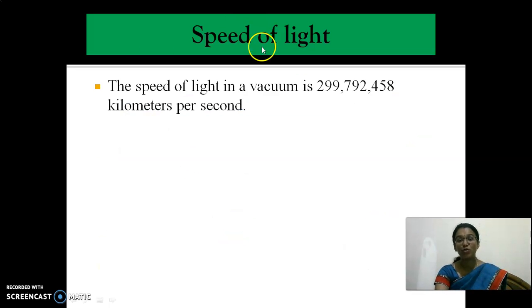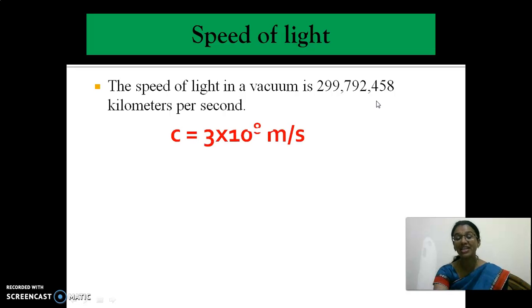And the speed of light. What is the speed of light, children? 29 crores, 97 lakhs, 92,458 kilometers per second, or C is equal to 3 into 10 power 8 meter per second. What is it? C is the speed of light. C is equal to 3 into 10 power 8 meter per second.